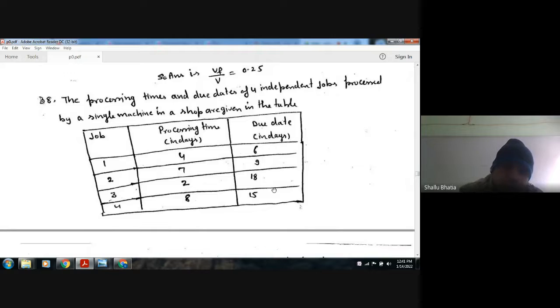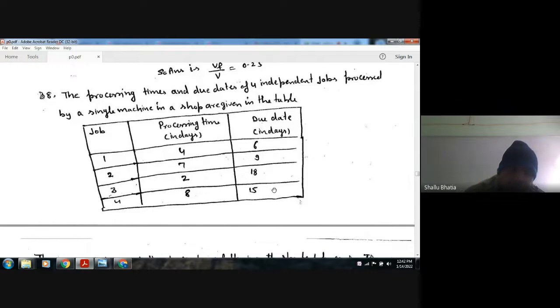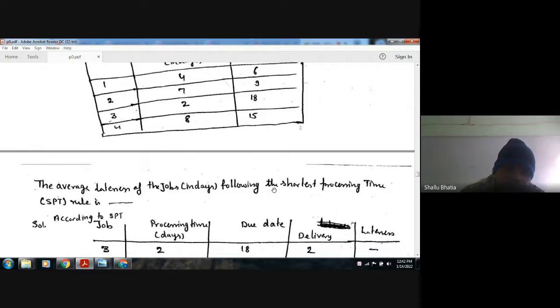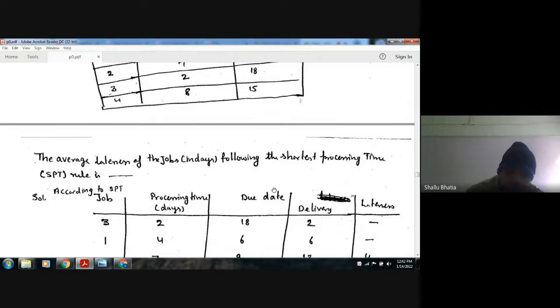Next, the processing time and due dates of four independent jobs processed by a single machine in a shop are given in the table. Jobs 1, 2, 3, 4, processing times 4, 7, 2, 8, due dates 6, 9, 18, and 15. The average lateness of the jobs in days following the shortest processing time, SPT rule, is?